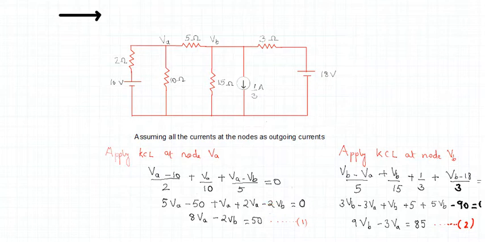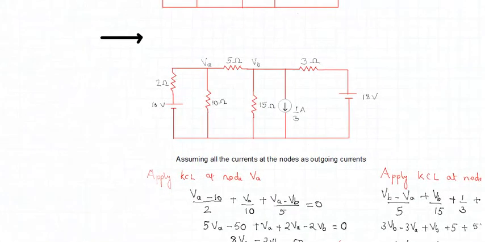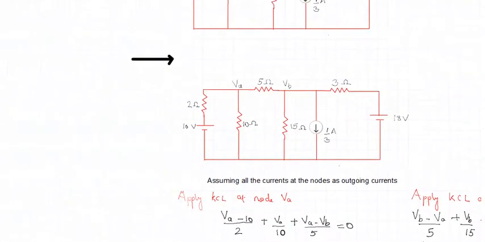Now let me talk about the next node VB. Let me give you a minute. You try applying KCL to this particular node VB.